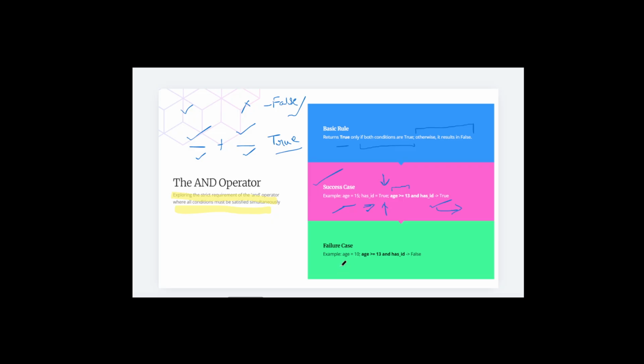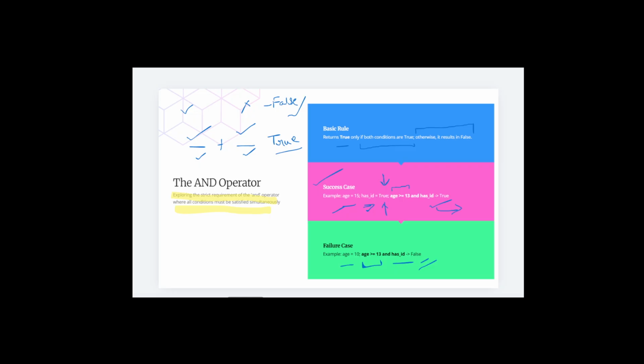The failure case will be if age is 10 and the condition is age has to be greater than or equal to 13 and has ID is false, then this condition will fail. If you don't have an ID and your age is 10, it fails. Even if you have an ID and your age is 10, the condition will fail. So let's first see the AND operator with the help of code.